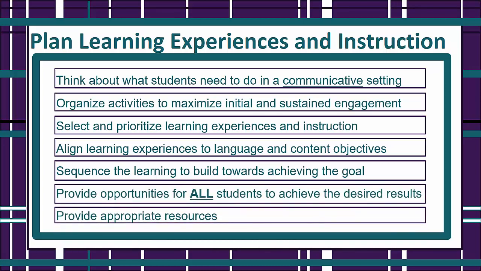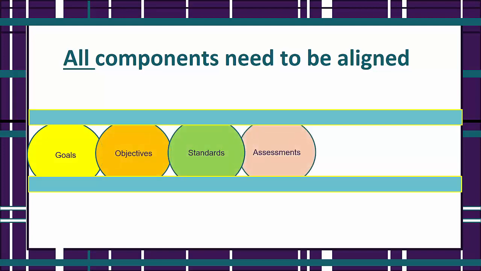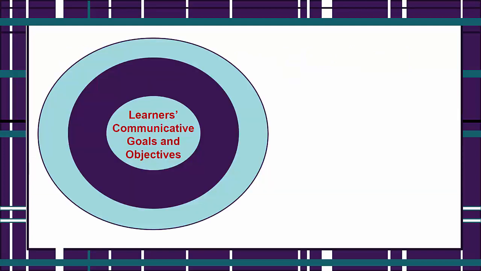Differentiate the activities, resources, and materials to meet the needs of all of your students. The process of backward design helps us as teachers to ensure that all components of our instruction are carefully aligned: the goals, objectives, standards, assessments, activities, and resources. Backward design was designed for general instructional planning. It was designed for K through 16, not just for K through 12.